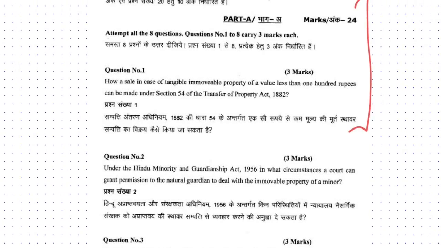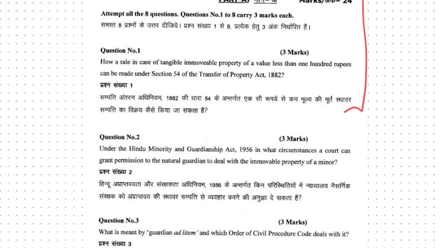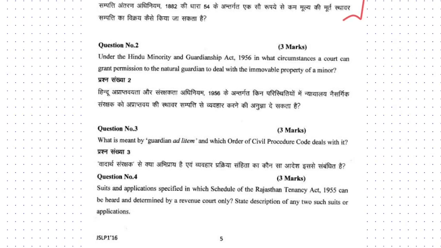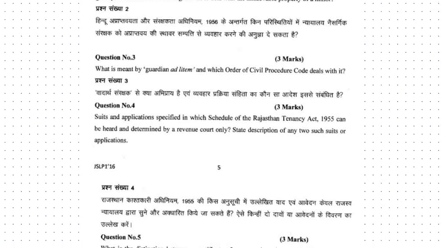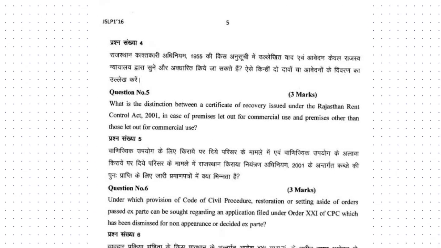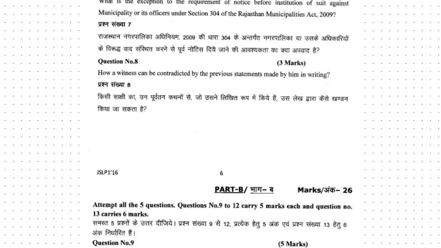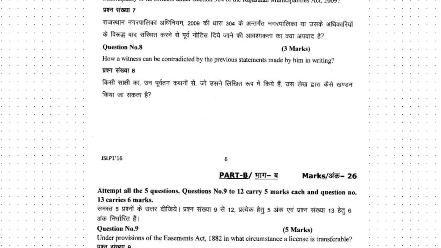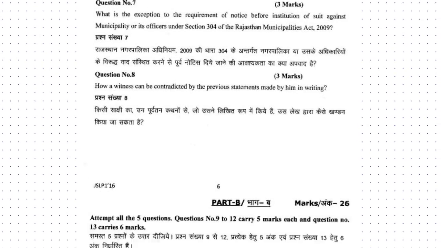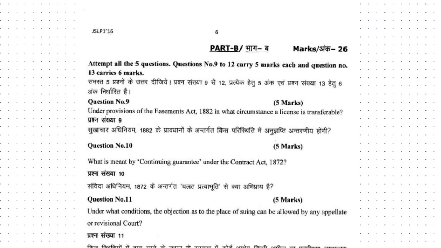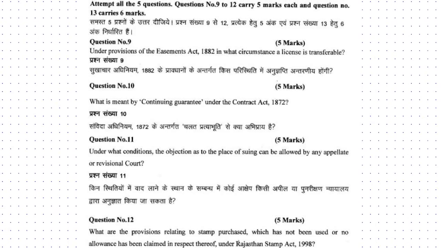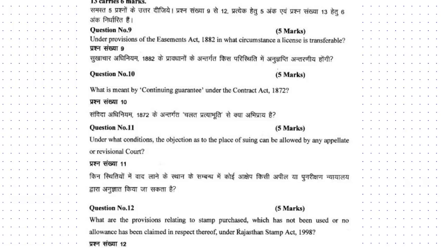So you can see that this has all the questions. How a sale in case of tangible immovable property is made, Hindu Minority and Guardianship Act, can the permission be given to a natural guardian, and then suits and applications. So they have all these questions which are for 3 marks each. You don't have to write very long answers because it's just 3 marks, but they just want to see if you know the law. And then we come to a little bit longer questions which are 5 marks each. So these would be like, let's say, a para to 1.5 paragraphs, maybe 2 paragraphs long.